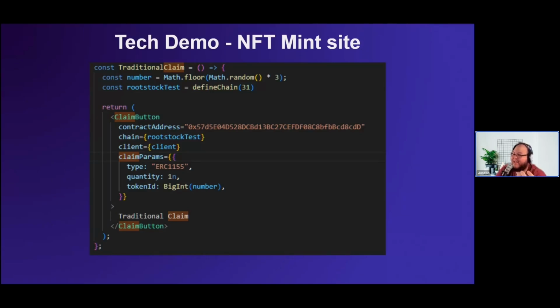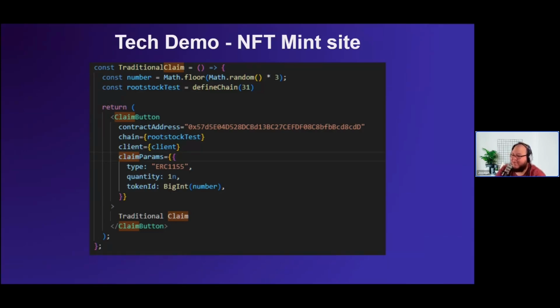Again, we have a whole host of components that we can use. One of them is specifically a claim button. This means you don't have to build out your own buttons. You don't have to worry about the transactions you'd otherwise build out. You can use thirdweb's. So what does that look like?